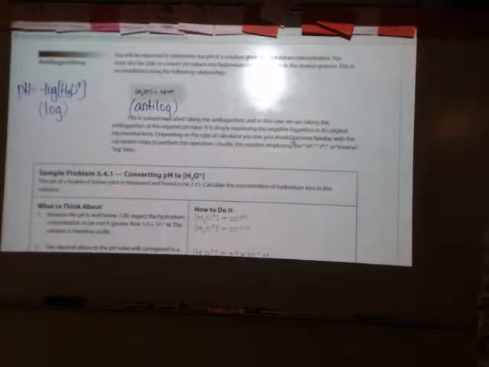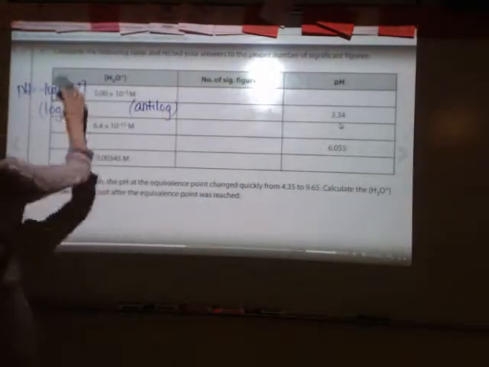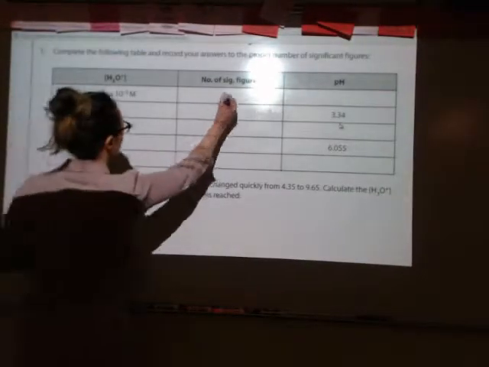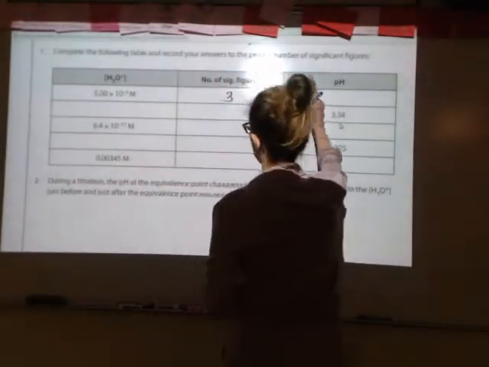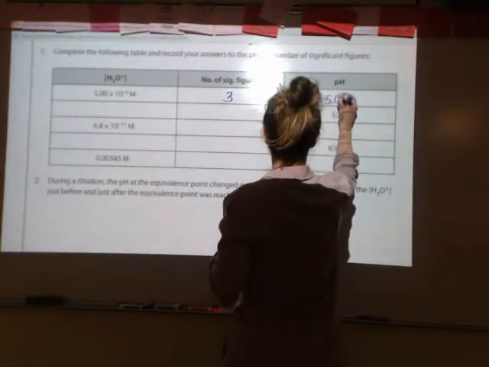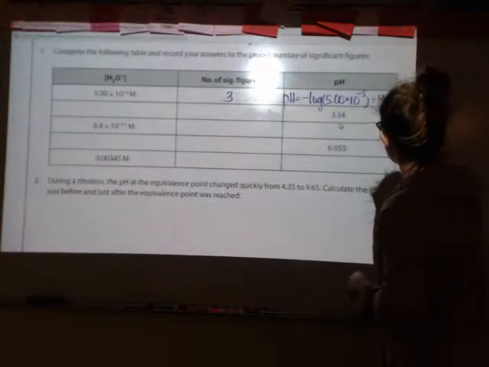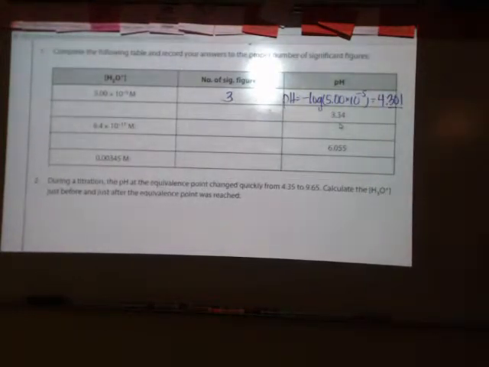Let's take a look at the next set of practice problems here. How many sig figs do I have here? 3. So if I want to write the corresponding pH, I'm going to go 3 places past the decimal, right? So the negative log of 5 times 10 to the negative 5th. This would be 4.301, and there's my 3 decimal places.